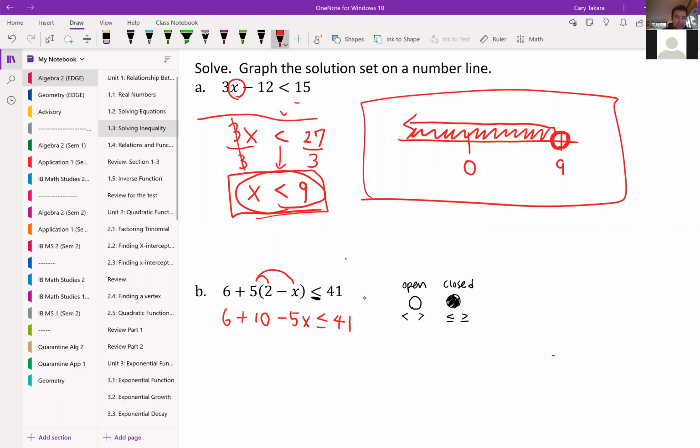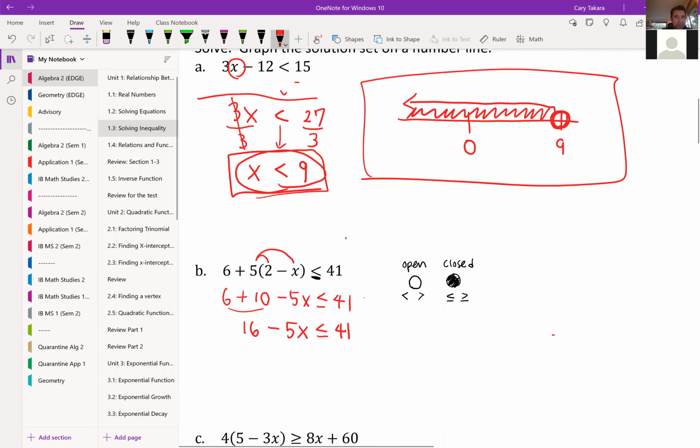As a matter of fact, then you do 6 plus 10. They're on the same side, same team. So let's just combine that. That's 16. So 16 minus 5x is less than or equal to 41. Do you agree with that so far? And then what do we do next? Now I subtract 16.